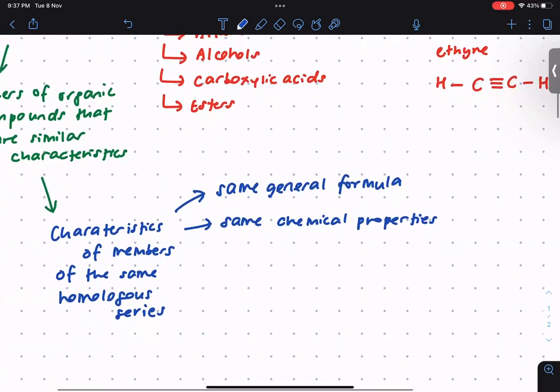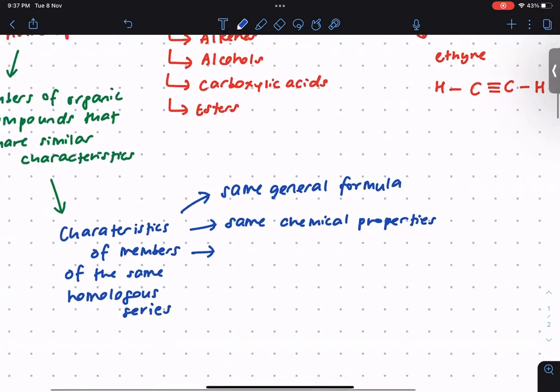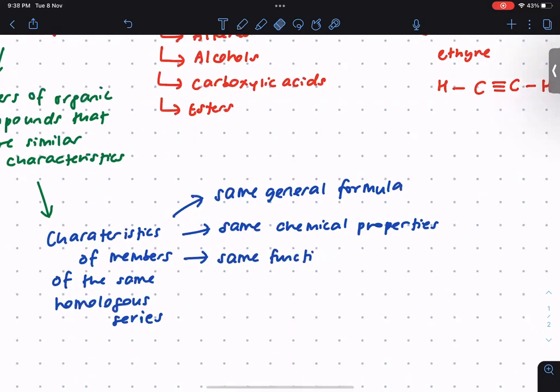Now, the third point. If they have the same chemical properties, the question is why do they have the same chemical properties? Because all of these molecules from the same homologous series have the same functional group.